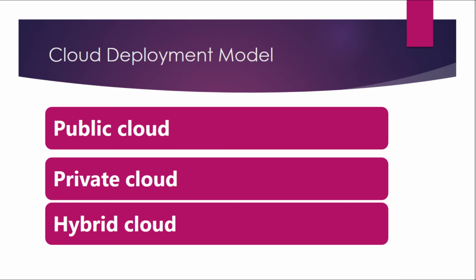Now there are three types of cloud deployment model: public, private, and hybrid. Let's discuss those one by one. First is public cloud. Public clouds are owned and operated by a third-party cloud service provider which deliver their computing resources like servers and storage over the internet.